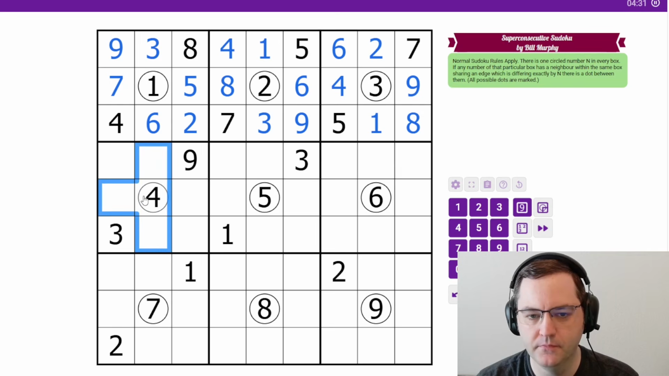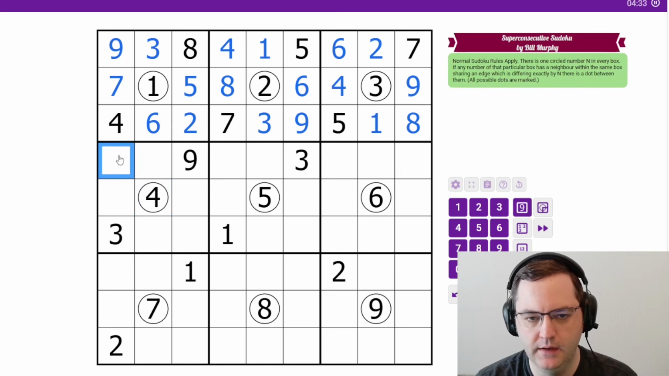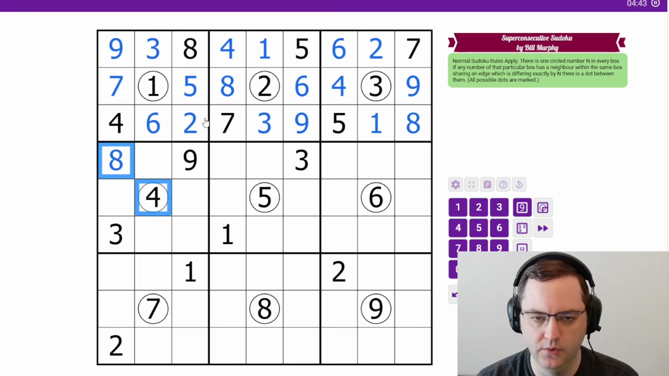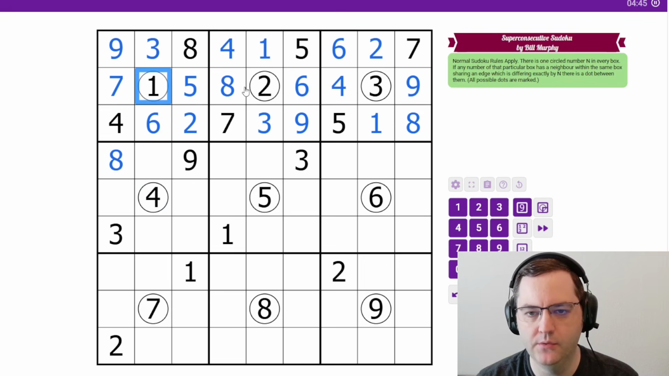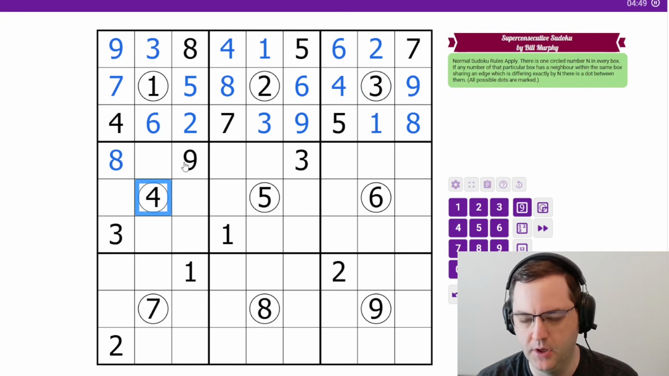Box 4. 8 can't go next to the 4. There's an 8 at the top. So that's placed. We don't have to worry about 4, 8 now. Effectively, what these rules are doing is giving you pairs of digits that can't go next to each other. And as we go, we're going to have fewer pairs that we have to care about.